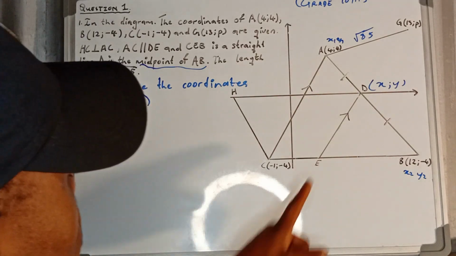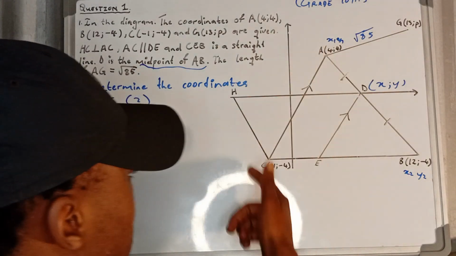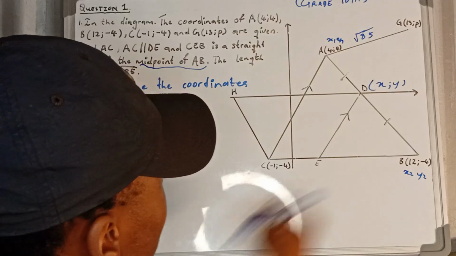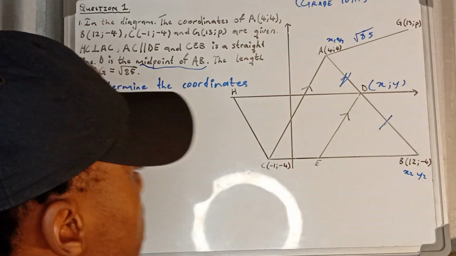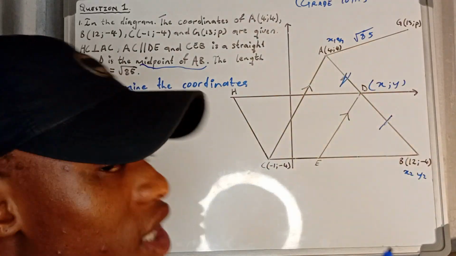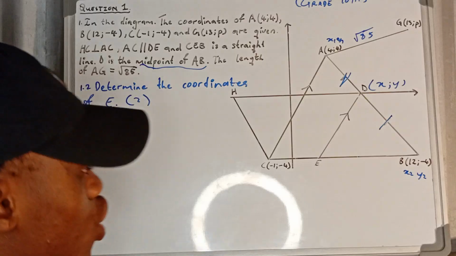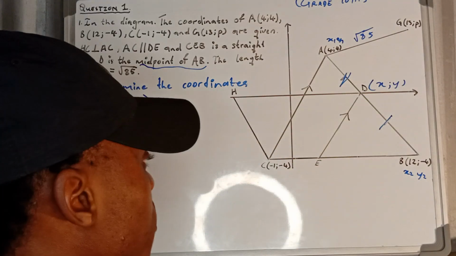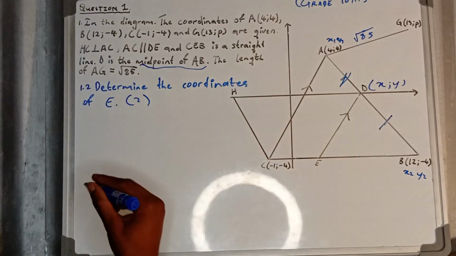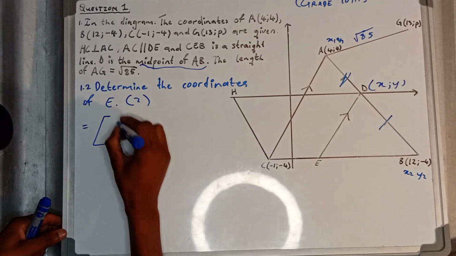In order for us to determine the coordinates of E, by checking this triangle, we can see that they've told us that this side and this side are equal. That reminds us of the midpoint theorem in geometry. That means we can treat E as our midpoint. To determine E, you are just going to use the midpoint formula.